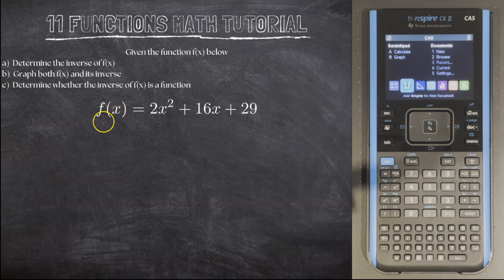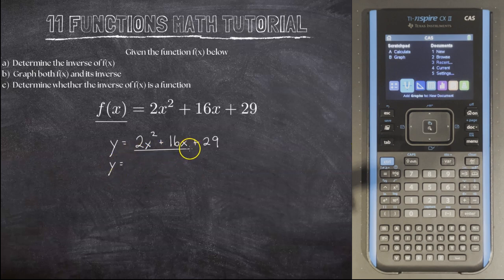So first thing, let's write f of x as y, because that'll be a little bit easier for us to do the algebra. So we'll have y equals 2x squared plus 16x plus 29. Next, it's a lot easier to switch your x and y variables if you only have one x variable. So we are going to have to first complete the square. So let's just quickly complete the square. We'll go over how to do this.